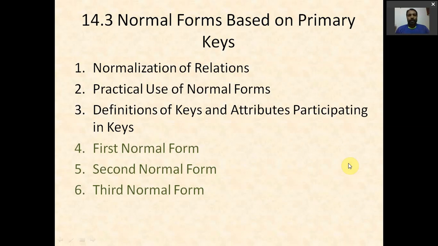Hi. So in the previous lectures, we have seen informal guidelines. Then we have defined what is a functional dependency. Then we have seen what do you mean by normalization. Normalization is a process of decomposing relations, bad relations, such that it becomes good relations. Then we have seen what do you mean by normal form. Normal form is a condition.